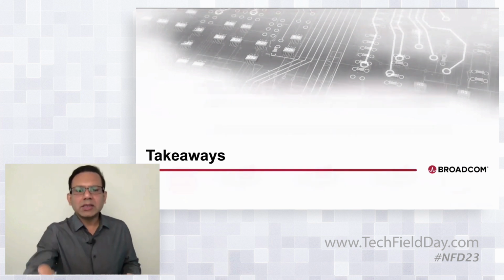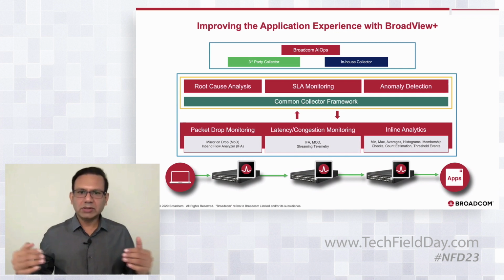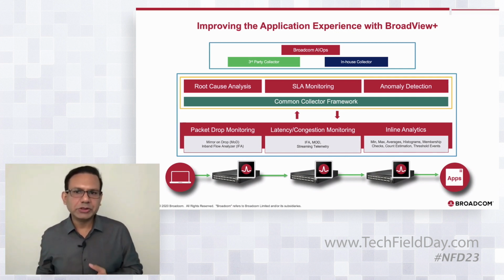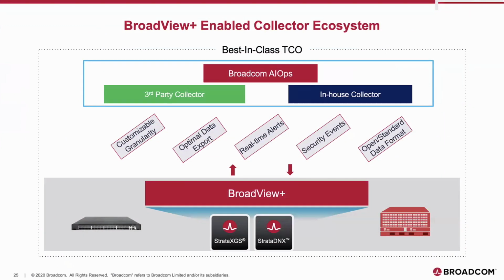So we started by looking at this picture where on the bottom row, we describe different methods of how you can get information from switches in a sophisticated manner. We looked at the top row, which was the intent, the visibility to the user who is using these methods. So you could use it for root cause analysis, SLA monitoring, or anomaly detection. And there is now a collective framework that sits on top of this. The collective framework that we have is based on BroadView.